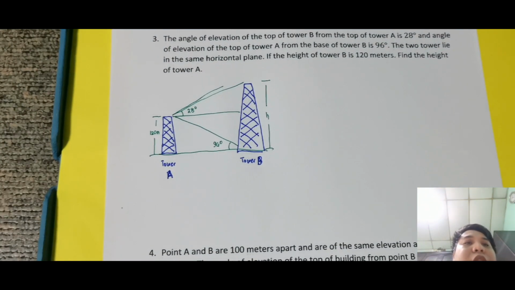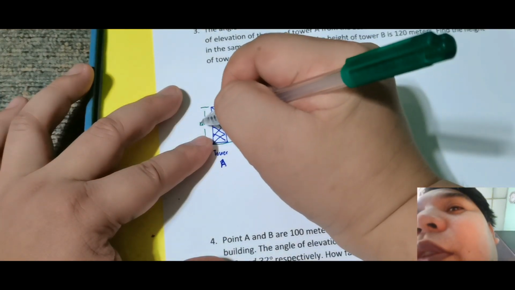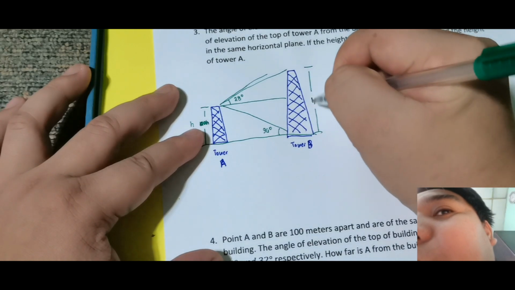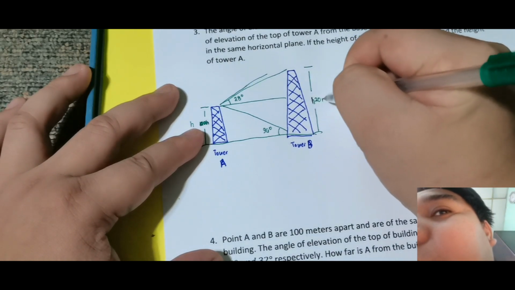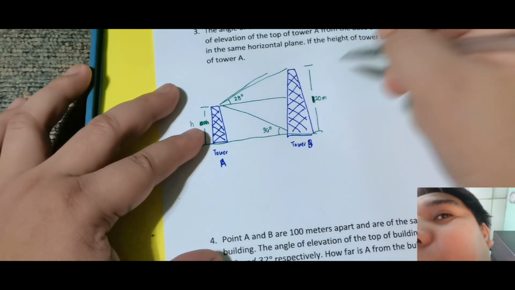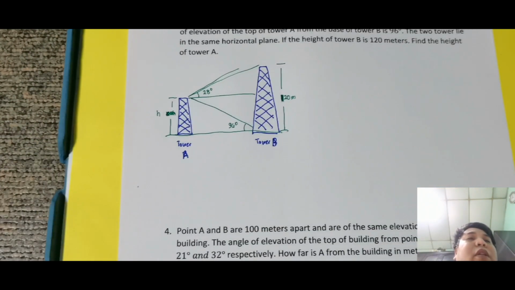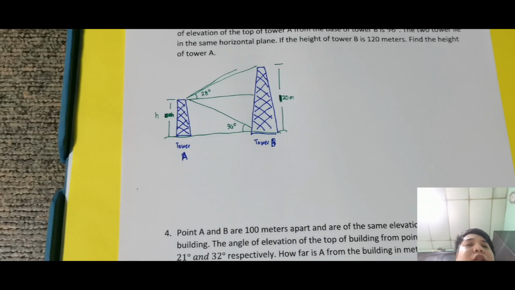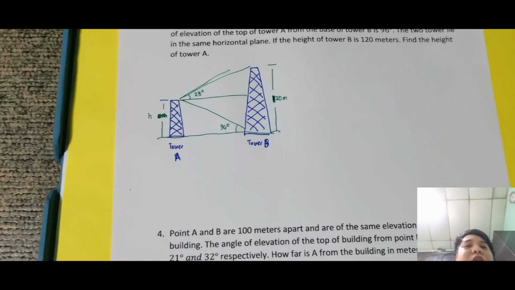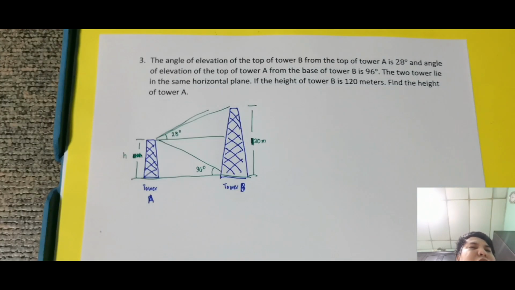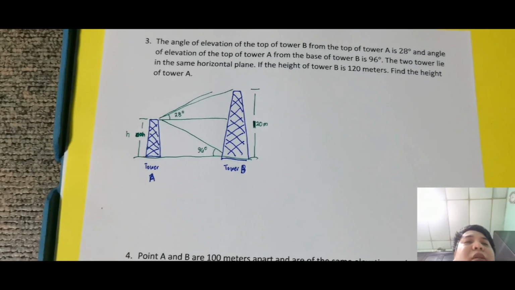Okay, ngayon yung height daw ng tower B, sorry, palitan ko lang yung drawing. Ito yung H. Okay, ito yung 120 meters. Okay, so ayan yung magiging drawing natin. So ngayon, ang tanong ulitin ko lang: find the height of tower A. Kasi yung word na from, yun yung medyo nakakalito.